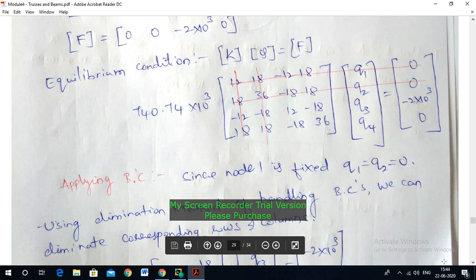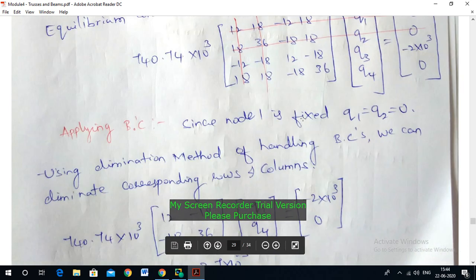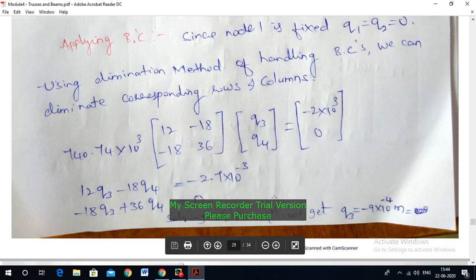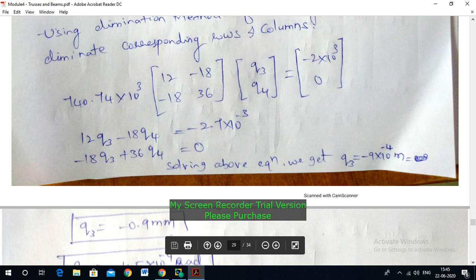Hence, using the elimination method, eliminate the first row and first column, and the second row and second column. The remaining matrix is 12, minus 18, minus 18, 36, times 740.74 times 10 power 3, multiplied by Q3, Q4, equal to the force vector minus 2 into 10 power 3, 0. Simplify this matrix and I will get a set of two simultaneous equations.